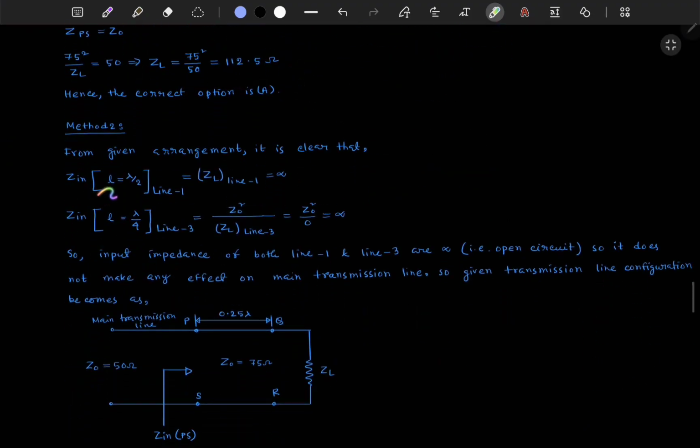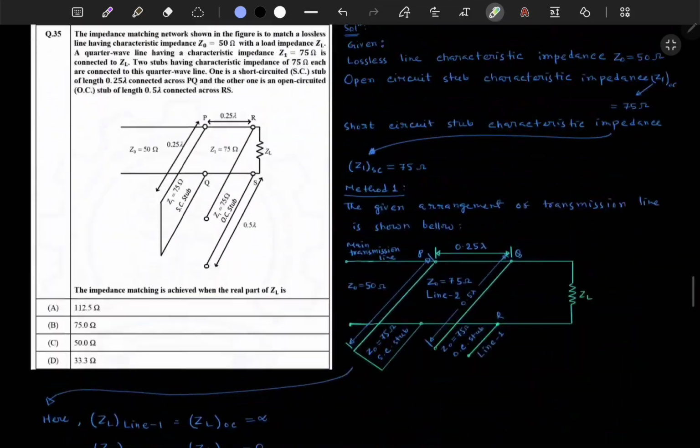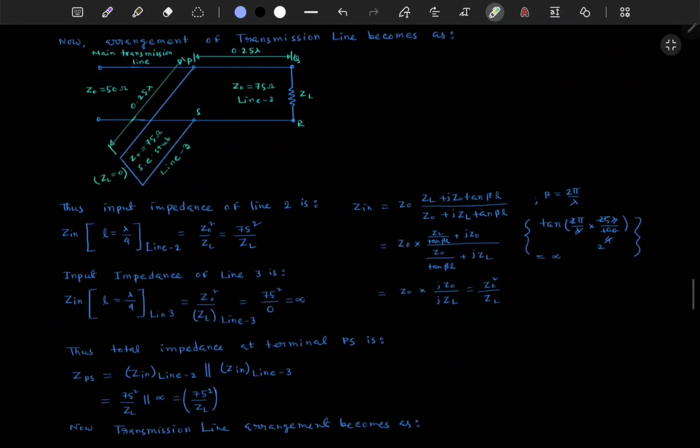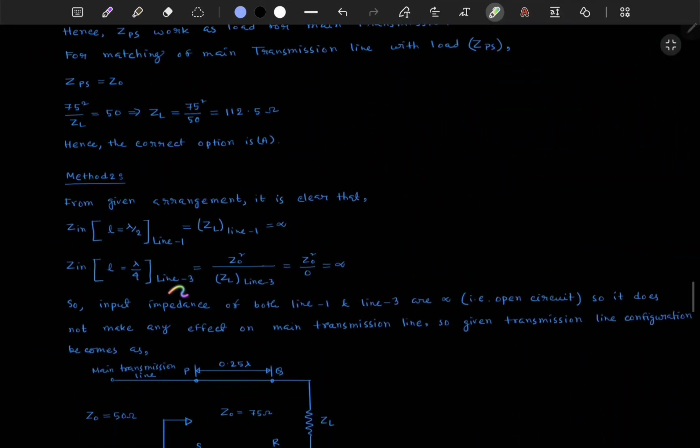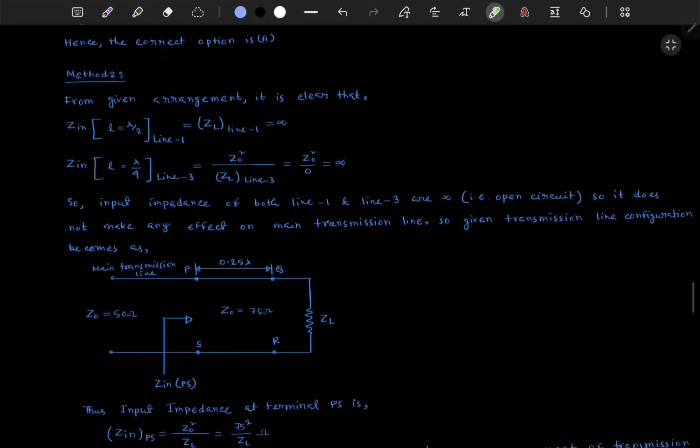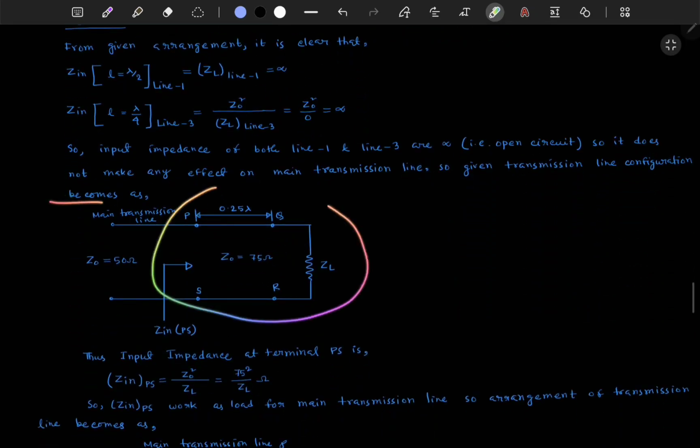Now another method: Zin at lambda by 2 is infinite. Okay, and for the third line also, this is the third line, this is the first line. So for the third line, we already got it, it is infinite. So the input impedance of both line 1 and line 3 are infinite. So they are open circuited, so they do not make any effect on the main transmission line. So the given transmission line configuration becomes like this only.